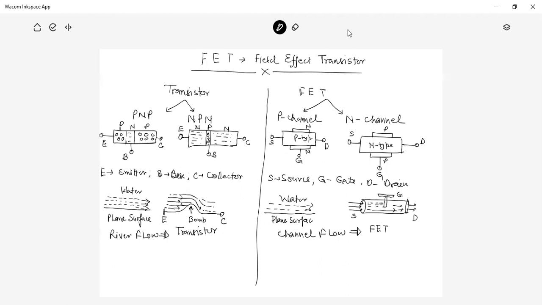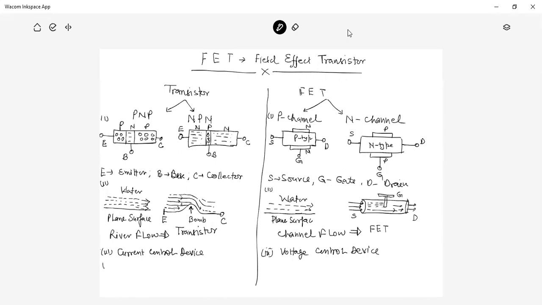And other than this, there are so many points. This is the first point, that is block. Here it is the second point which compares the nature of flow. And the third and important point is, transistor is a current control device. Here FET is a voltage control device.